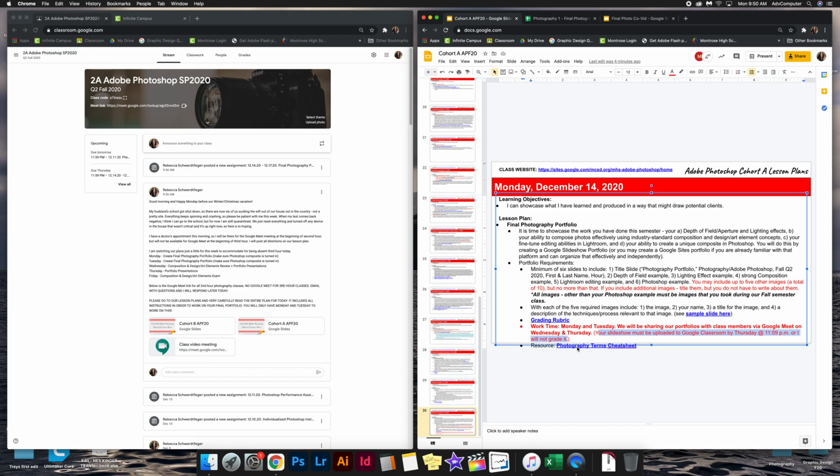Then I put the resource of the photography terms cheat sheet. I'll fix all that in just a minute so it's not running off of your slide. But that is it for today. So Monday and Tuesday, and we will have Google Meet tomorrow for sure. No appointments, no distractions or anything for the rest of the week. I will just not schedule anything. So we will be here, be working, and have a great end to the semester.